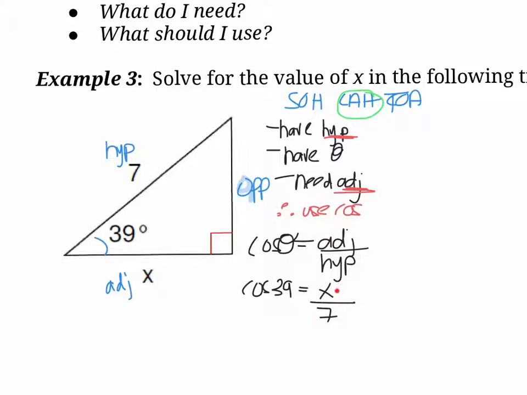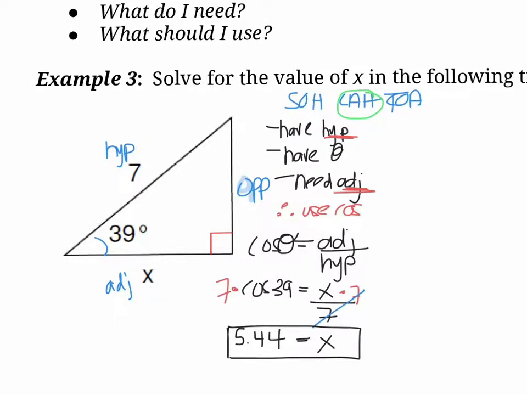So now we're just going to solve this equation. An easy way to solve: we've got to get x by itself. How do you get rid of divided by 7? We're just going to multiply by 7 on both sides. This is going to cancel out. And we've got x equals 7 times cos of 39. And it's going to be 5.44 units approximately.